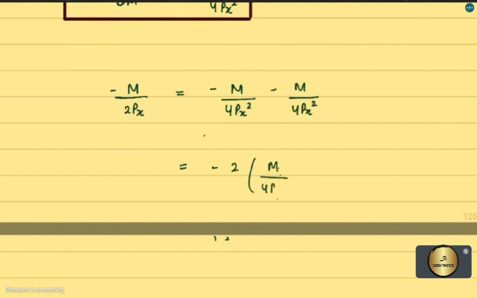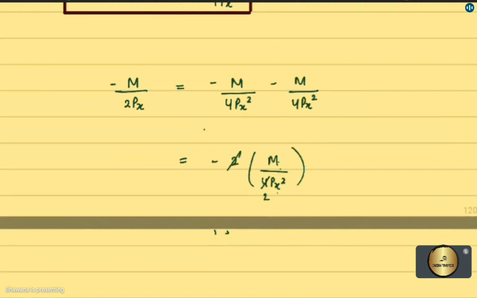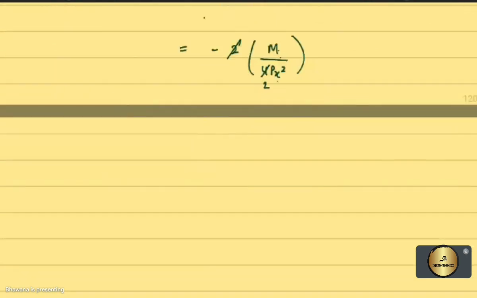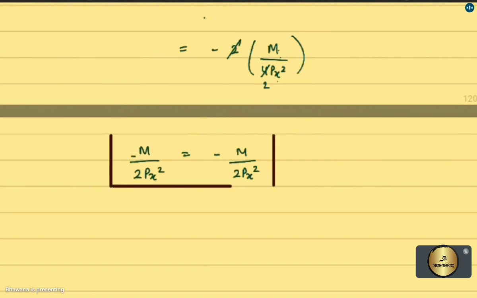2m by 4px square. Okay, and 2 to the 4, it will cancel out, and you will get the same value m by 2px square, which equals your price effect. So you'll get the proof that your price effect is the sum of your substitution effect and the income effect, right? This is the final term that you have got, and this is a kind of proof as well.